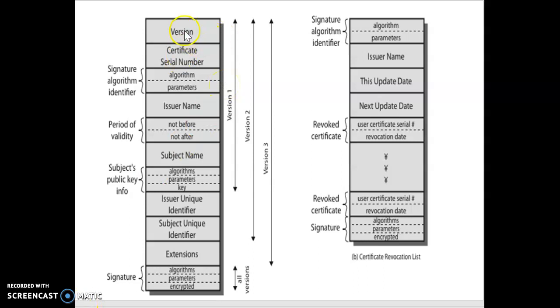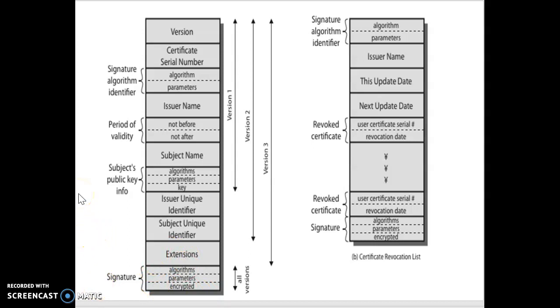There are different versions. Version 1 ends with the subject public key information. Version 2 ends with the subject unique identifier and issuer unique identifier. Version 3 of the X.509 certificate adds some extensions, which are optional contents. Now let us see what is meant by the extensions here. And after all the versions are completed, you have the signature component along with this. Why X.509 version 3?